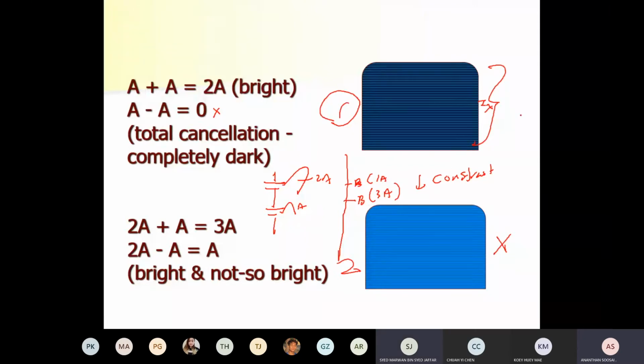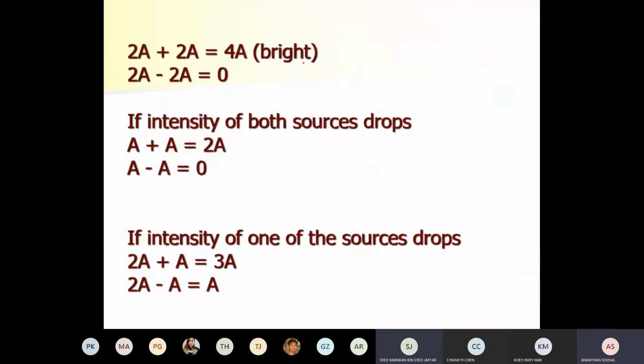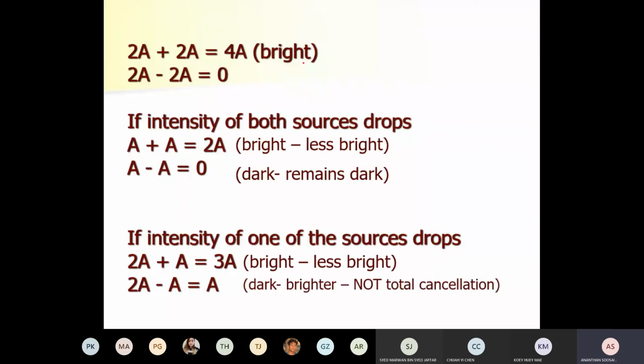Okay. So why do you need to measure the x? Because we want to work out the wavelength. Wavelength is ax over d. So if you measure the x accurately, you can measure the wavelength accurately. Okay. So this 2A, and bright cancellation and so on.